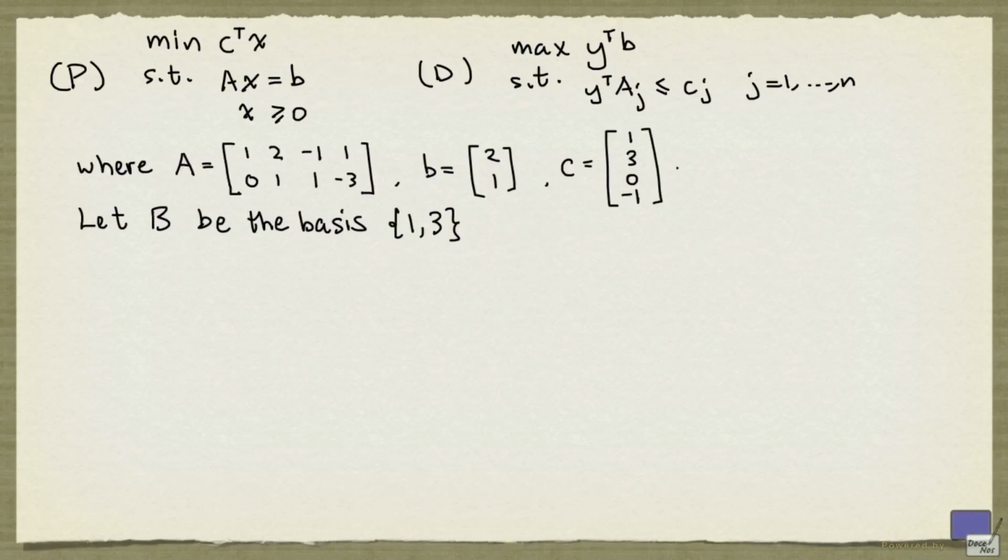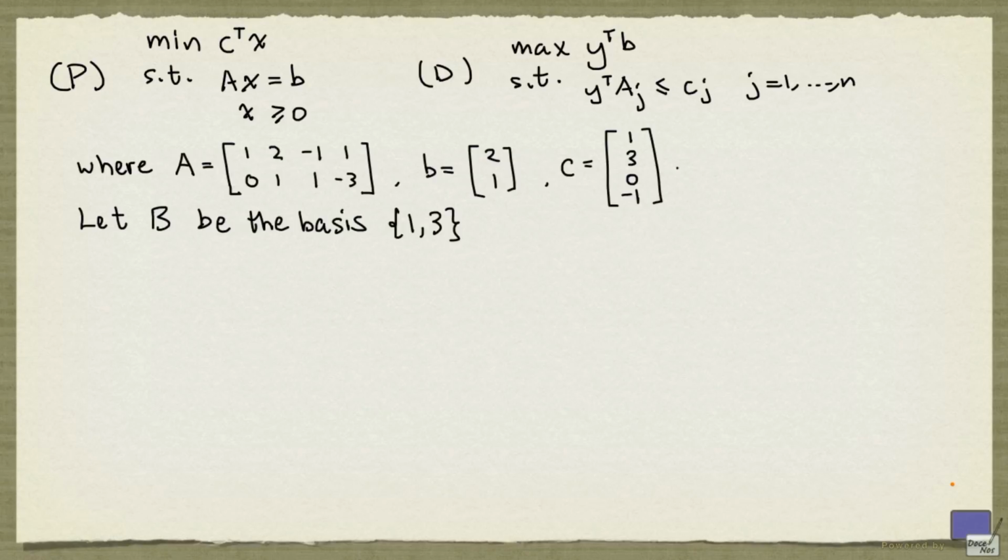Consider the primal dual pair of linear programming problems P and D, where A is the matrix with first row 1, 2, minus 1, 1 and second row 0, 1, 1, minus 3. b is (2, 1), and c is (1, 3, 0, minus 1). And capital B is the basis {1, 3}.